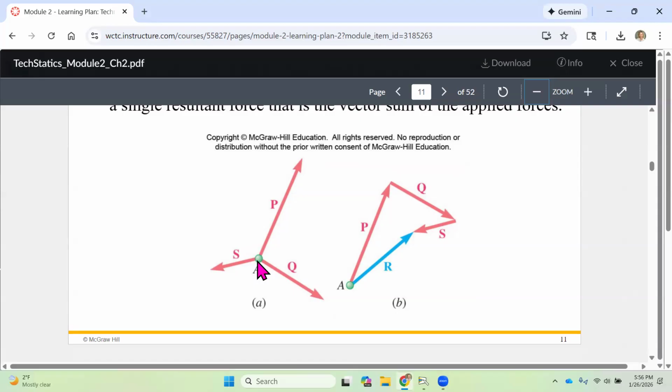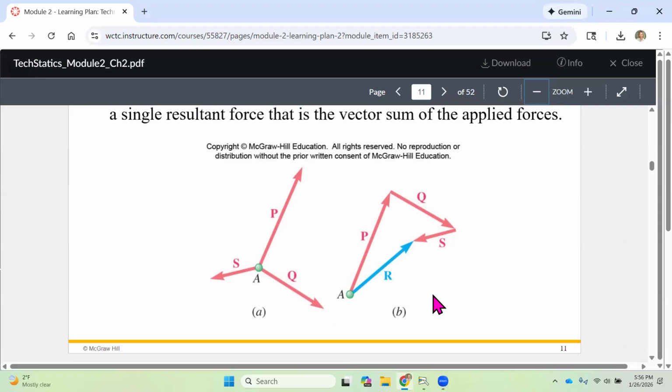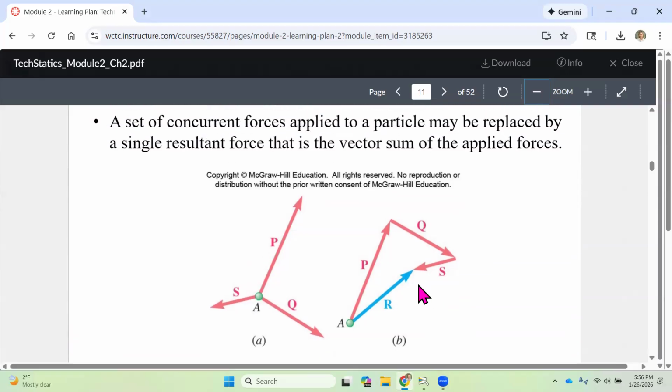Now, if I wanted to find the resultant of these three forces, I can't use the parallelogram rule and I can't use a triangle rule because I've got one extra force to deal with. So to do that, we're simply going to use a method called tip to tail. That tip to tail method is exactly that. We're going to start with one of our forces. In this case, we're going to keep P in the same position, and now we're going to move Q.